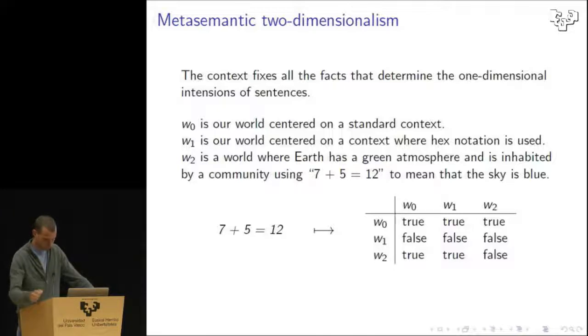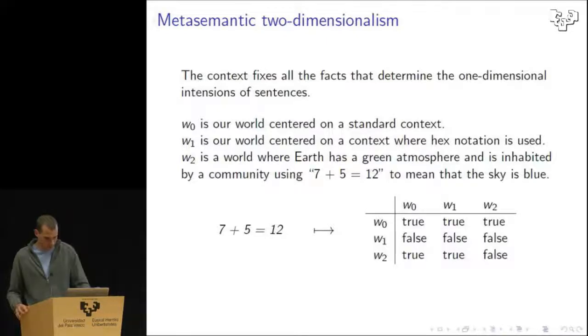It would be a very different world where the planet Earth has a green atmosphere, and the community living there, at least at the center of that world, uses a script which looks very much like our mathematical notation. And it turns out that "7 plus 5 is 12" in that script just means that the sky is blue. Now if you look at this sentence in our actual context, this is just a mathematical claim, and this claim is necessarily true, so it's true relative to all possible worlds.